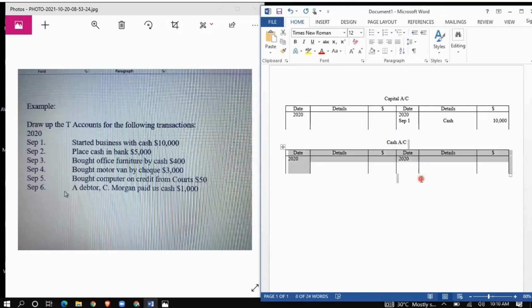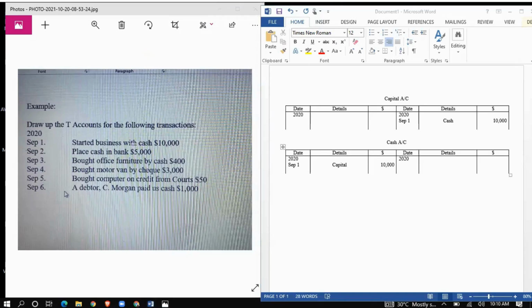Just copy this. The date now will be September 1. What will be the details for the cash account? Capital. Very good. Capital is the details for the cash account. And how much money? $10,000. All right. Remember now, the two accounts that are affected, let me draw the arrow there.